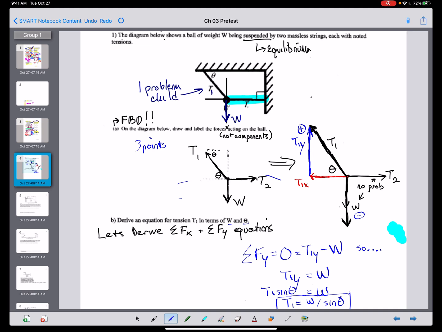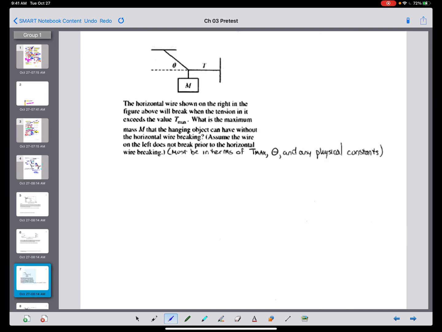So I'm going to skip to that one right now, which is number 7. So it says we have a horizontal wire to the right, and the figure above will break when the tension exceeds the value T max. This is an identical problem, the same exact picture. What is the maximum mass M that the hanging object can have without the horizontal wire breaking? Assume the wire on the left does not break prior to the horizontal wire breaking. It must be in terms of T max, theta, and any physical constants.